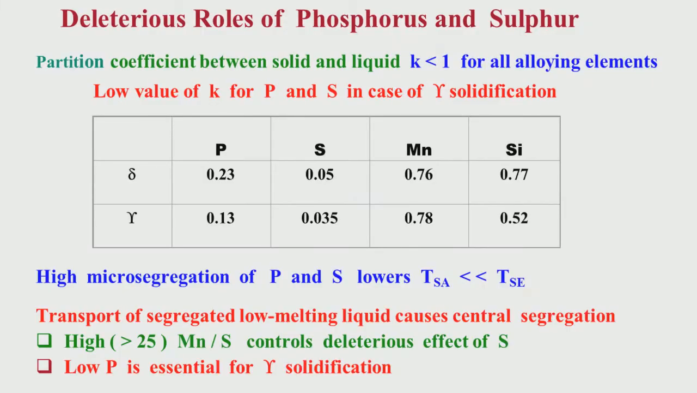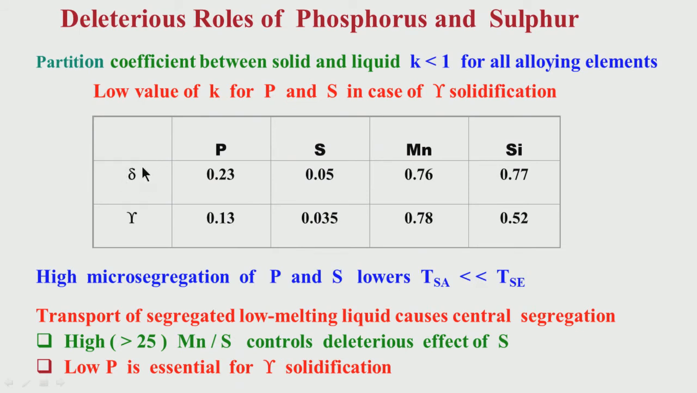Now, why do we say that phosphorus and sulfur are very deleterious? These are harmful for a cast product. The reasons I have mentioned, some of the factors which are responsible. I have mentioned that the partition coefficient between solid and liquid, small k, is always less than 1 for all alloying elements during solidification. Now, these k values are not equal for all alloying elements. Different alloying elements have different k values, number 1. Number 2, k values are also different for the solid which is forming from liquid.